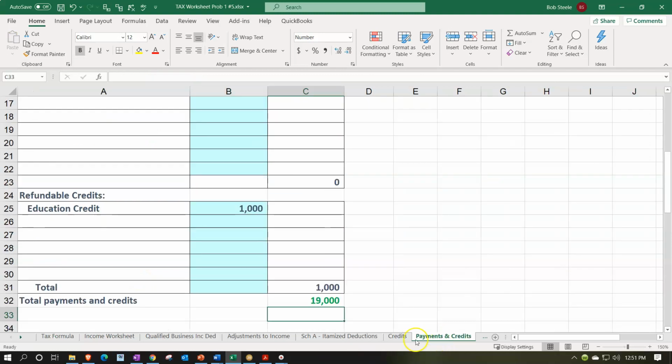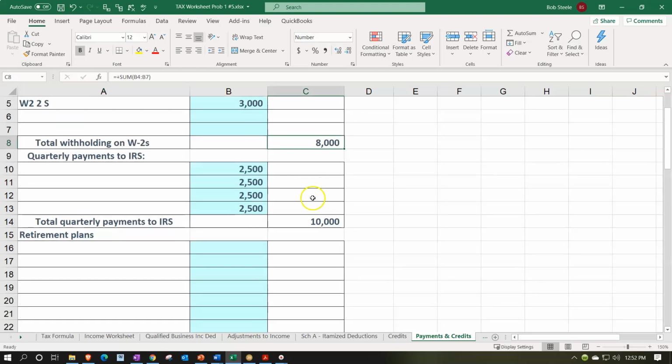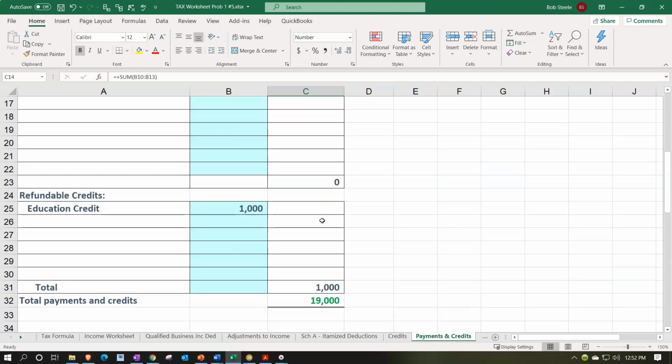So I'm going to go into what I renamed payments and credits, and it might be more appropriately named payments and refundable credits. We're going to be down here in the refundable area. So notice this is the same section where we have the withholdings from the W-2s for the $8,000, the quarterly payments of the $2,500 per quarter of the $10,000, and now we're going to include our credits in the same area, which seems kind of weird, but remember they're acting like a payment.